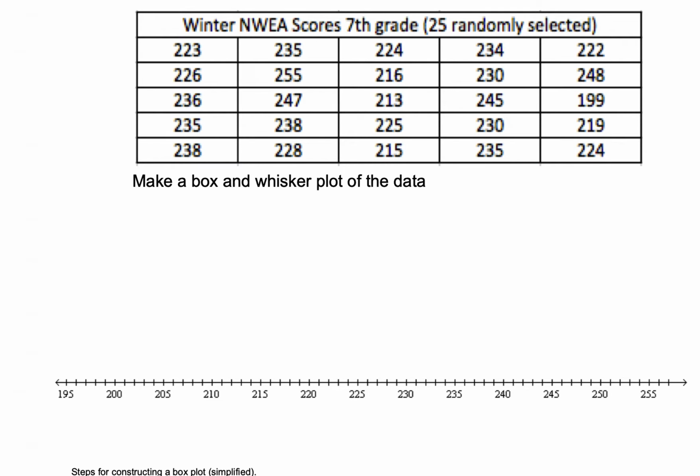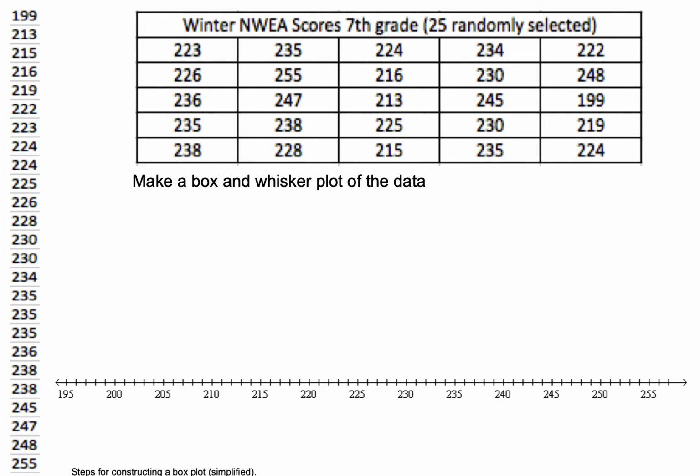This is from the NWA scores for 7th grade students from about 5 or 6 years ago. Now, on this, of course, first thing you would need to do is order the numbers from least to greatest. Now, here we have 25 scores. The median score out of 25 scores is going to be the 13th number. So I'm going to count down here: 2, 4, 6, 8, 10, 12, 13. The median score is 100 and 230. So I'm going to go ahead and put my median in. That's part of my box.